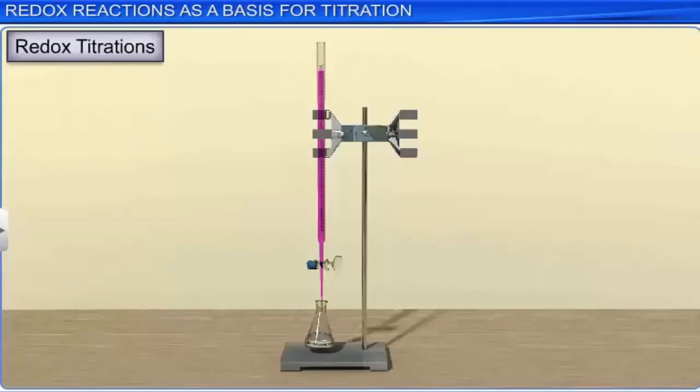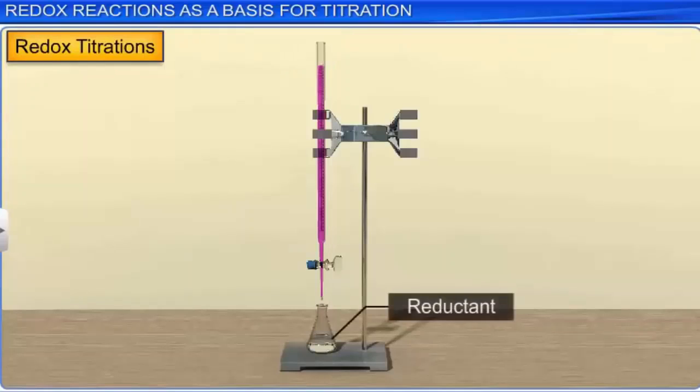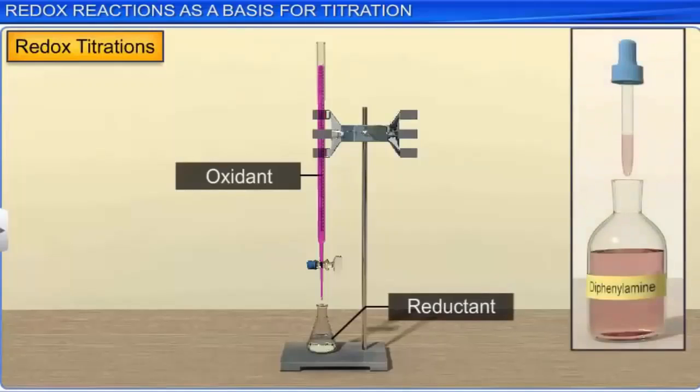Titrations that involve oxidation and reduction reactions are known as redox titrations. Redox titrations are used to determine the strength of a reductant or oxidant by using a redox sensitive indicator.